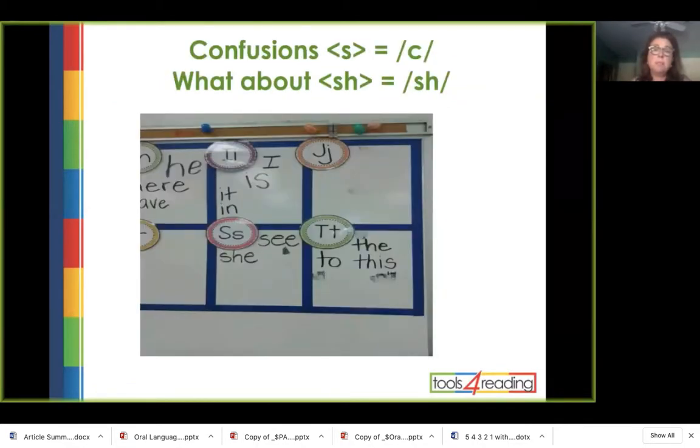Here's another example. So, confusions about the letter S. Those little carets represent the letter name. The S that says the s sound, and I see the word see. But what about the SH that says the sh sound, as in the word she? So again, when we limit ourselves to just the use of single letters, we oftentimes create these confusions for our students. And now I'm putting SH, the sh sound, under the letter S.